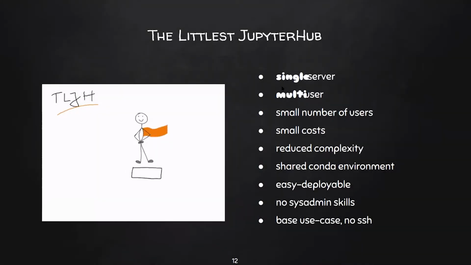So because the Littlest JupyterHub is single server, it cannot support more than 50 to around 100 users. But this limitation also means smaller costs for the underlying infrastructure because it's single server. It's also less complex than the other distribution called Zero to JupyterHub that helps deploy JupyterHub on Kubernetes. This one is a bit less complex, and this makes it super easily deployable. So easy that I'm going to share my screen now and show you how you can install it.